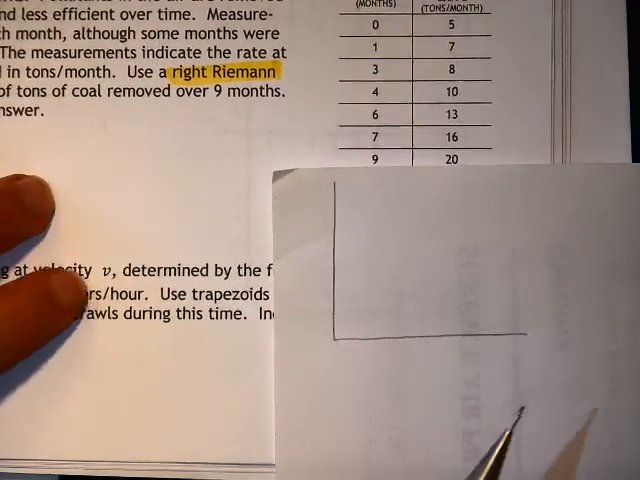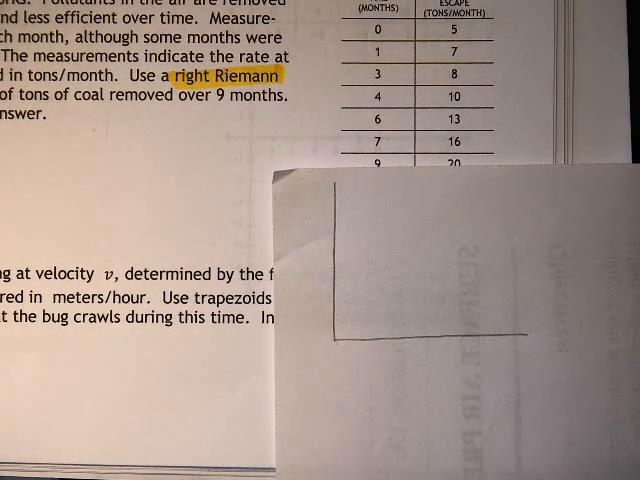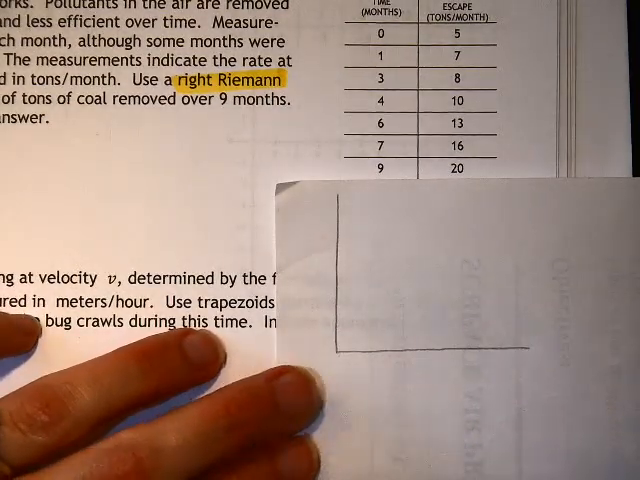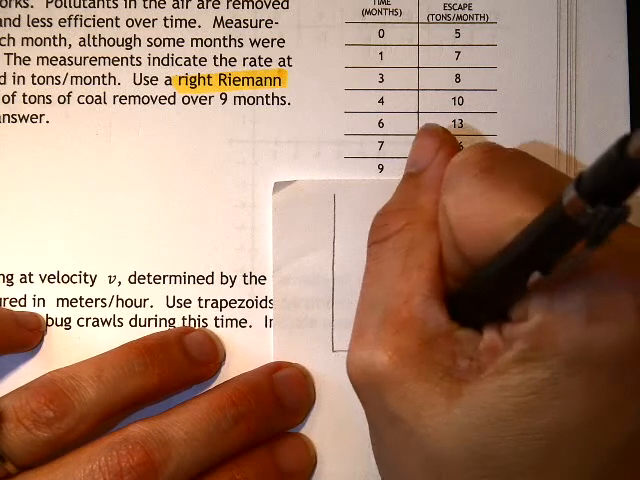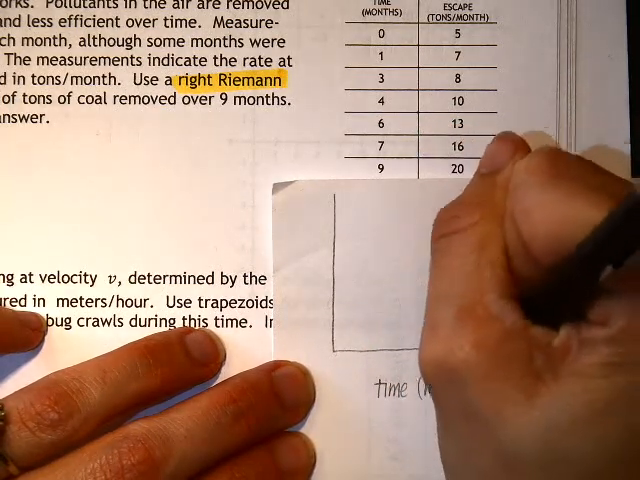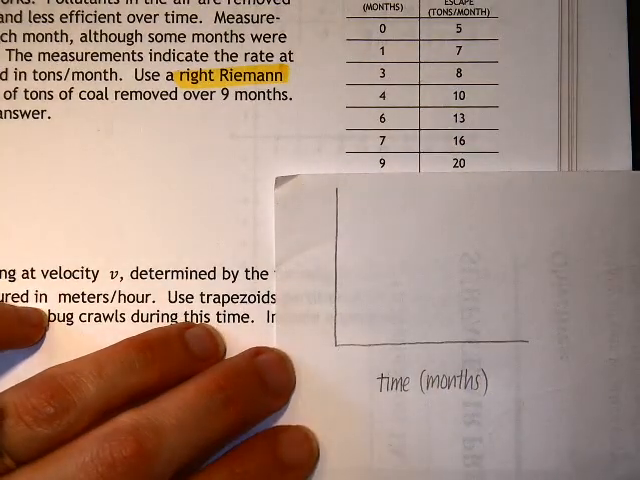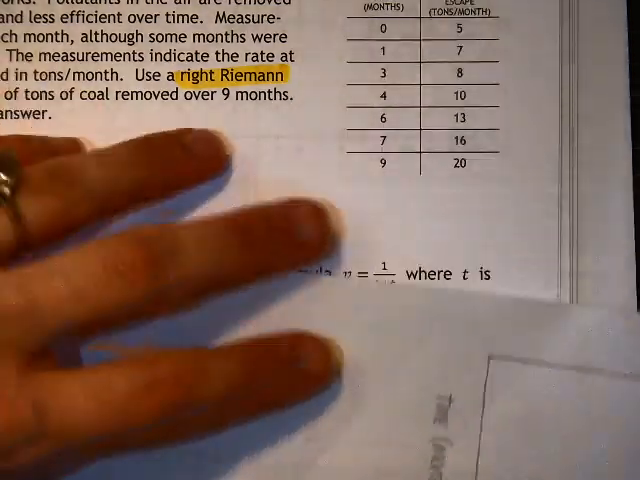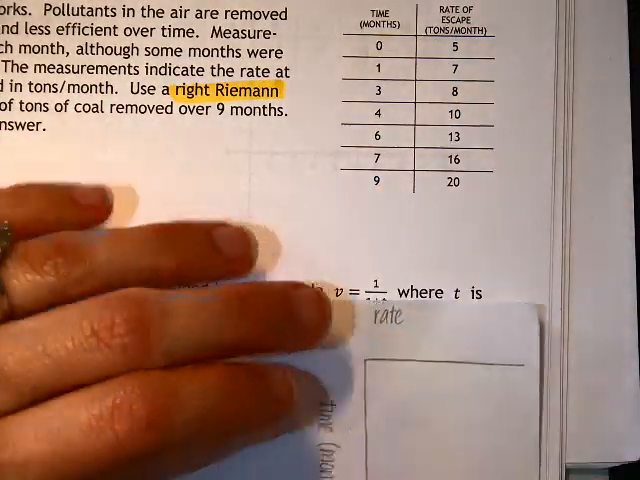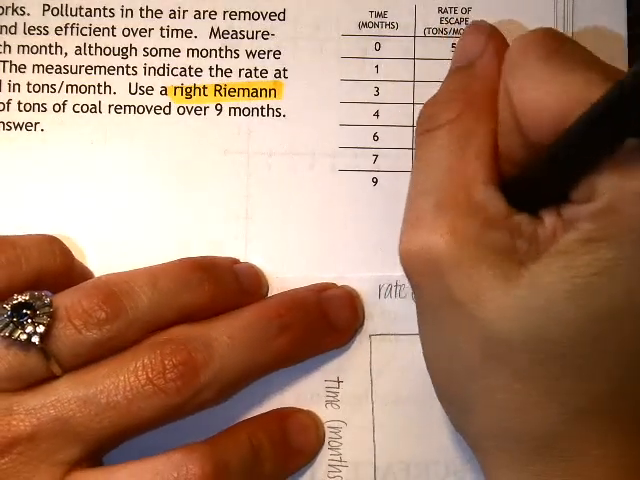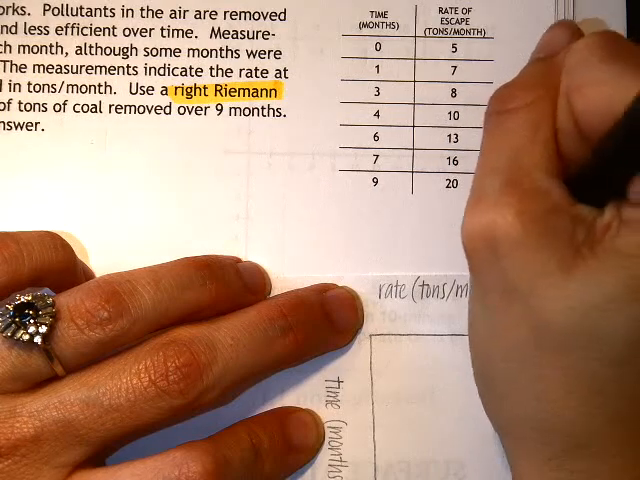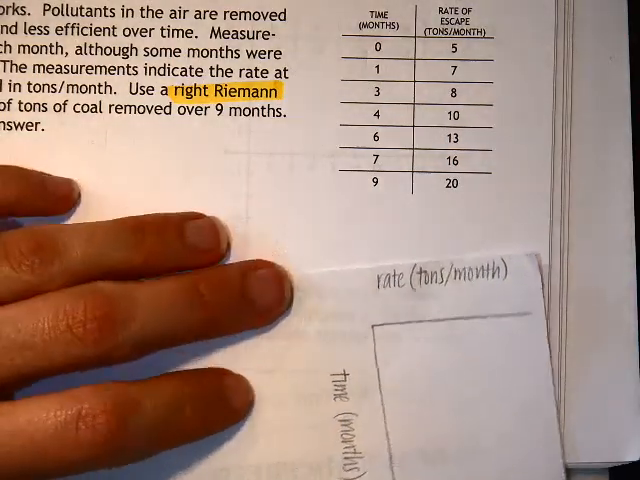We need to plot some points, we need to create some rectangles, and we need to find a right-hand Riemann sum. So we're going to first label our axes. The independent or x-axis is going to measure all the times, and I always like to measure and include relevant units, so months. The y-axis is the rate of escape. I'm just going to call that a rate just because that's a nice mathy word. And then, of course, our units, tons per month. So that way I have a clear set of labels to work with.